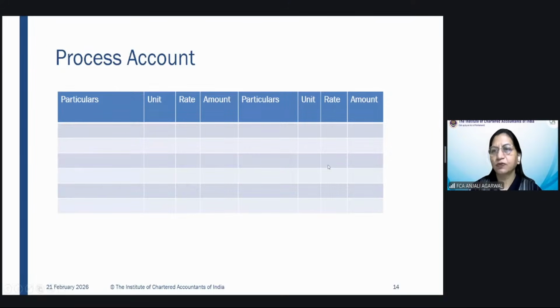From there, when you move to the last process, then you have the finished goods account. So let's see how the process accounts are generally prepared. I'll stick to process one account only first.